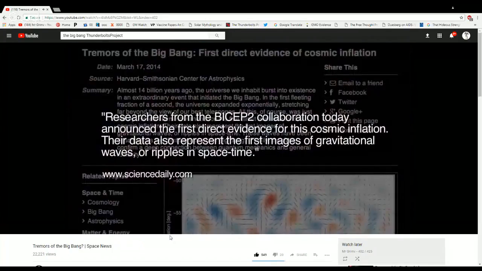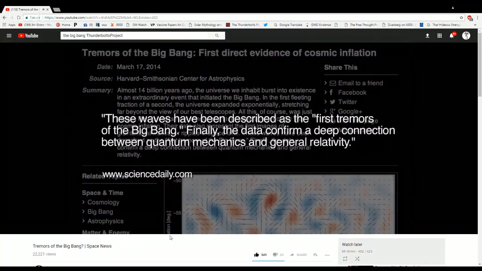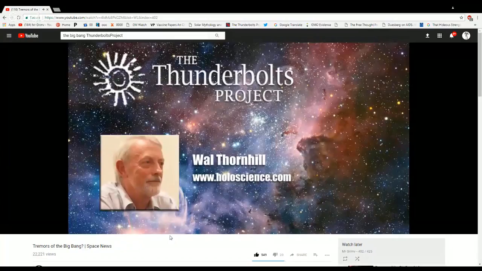The article goes on to say, researchers from the BICEP 2 collaboration today announced the first direct evidence for this cosmic inflation. Their data also represent the first images of gravitational waves or ripples in space-time. These waves have been described as the first tremors of the Big Bang. Finally, the data confirm a deep connection between quantum mechanics and general relativity. This last statement is actually false because neither quantum mechanics is understood nor is the nature of gravity.